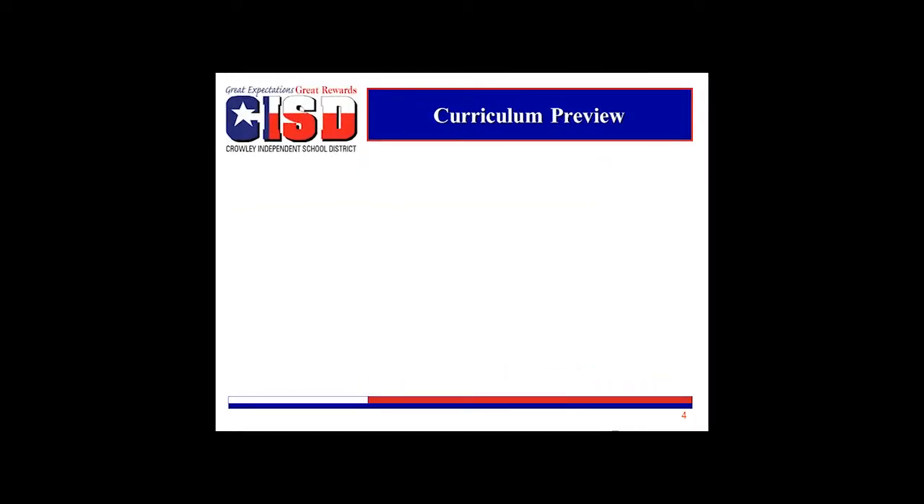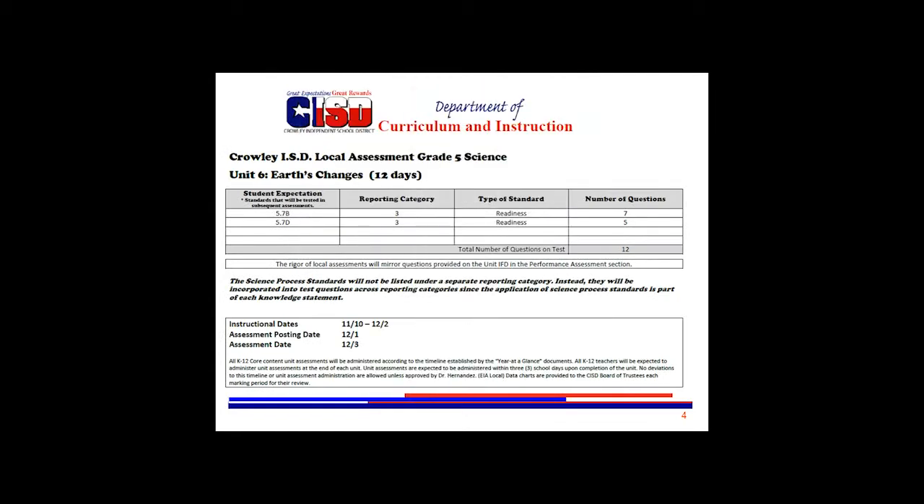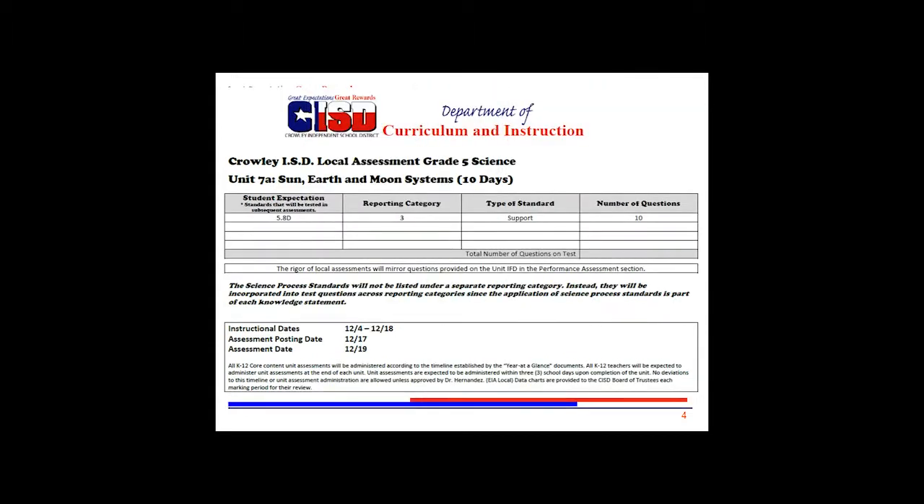The units that will be covered in the third 6 weeks are Unit 6, Earth's Changes, and Unit 7a, Sun, Earth, and Moon Systems. Please pause the video to review the Unit 6 Local Assessment Blueprint. Take time to note the instructional days and assessment posting and administration dates. Now take a moment to review the Unit 7a Local Assessment Blueprint.